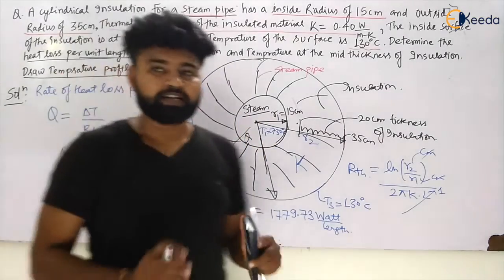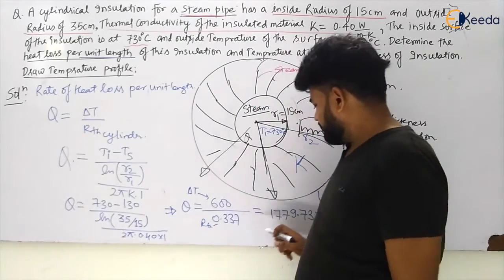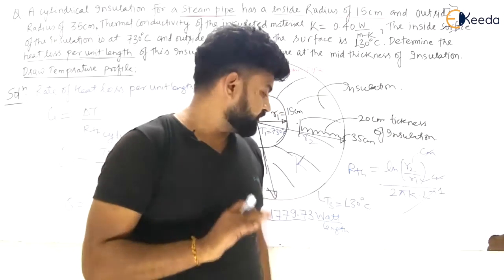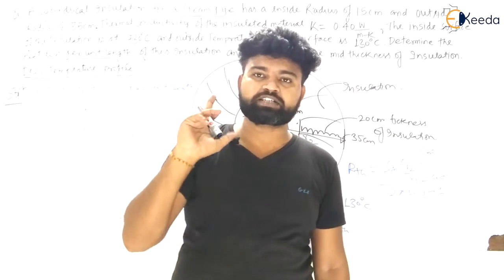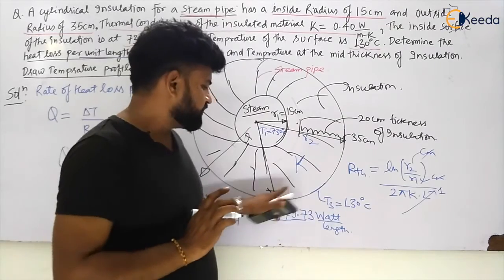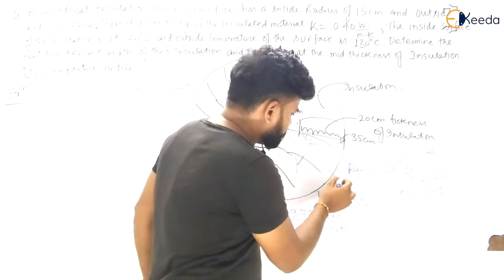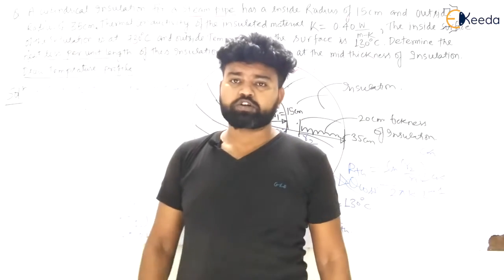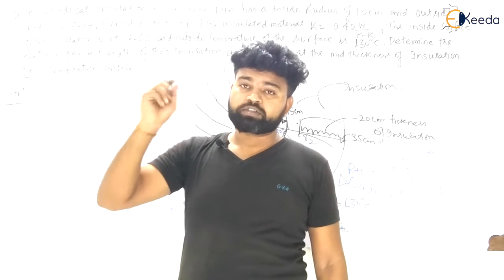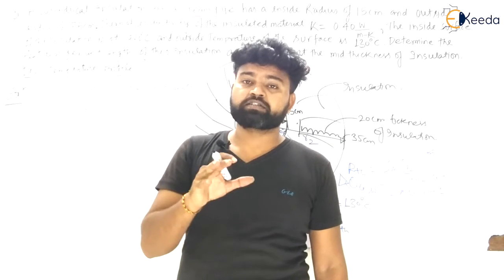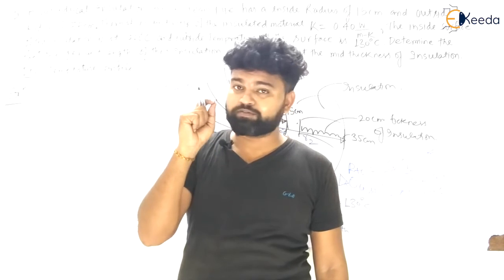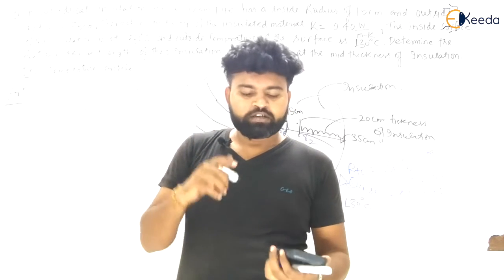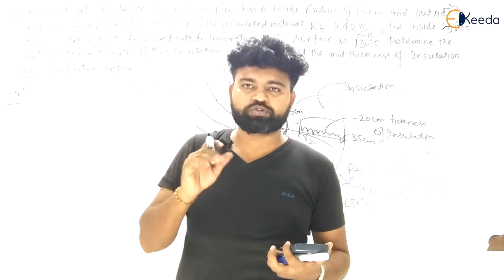So this will be your heat transfer per meter length, 1779.73 watt per meter. You can see that this much heat is lost. If more heat is lost, it may be possible that the steam will condense. But we have to save our turbine, so we have to add insulation in such a way that there will be less heat transfer, okay? We will see this concept in the critical radius of insulation.